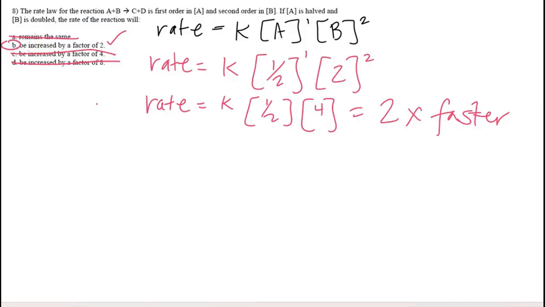All right, folks? When you have these type of questions, just go ahead and substitute the number that they give you, whether you halve, double, quadruple, substitute it for the variables of the concentration. The orders are never going to change. So whatever variables they give you, all you got to do is do the math to help you figure out how fast it's going. Okay? Let's go to number 9.